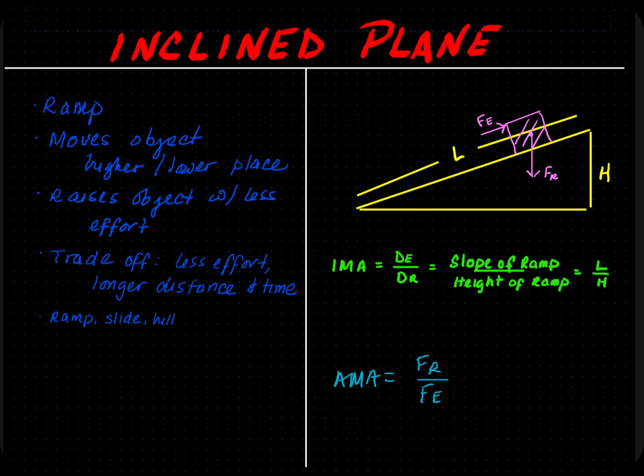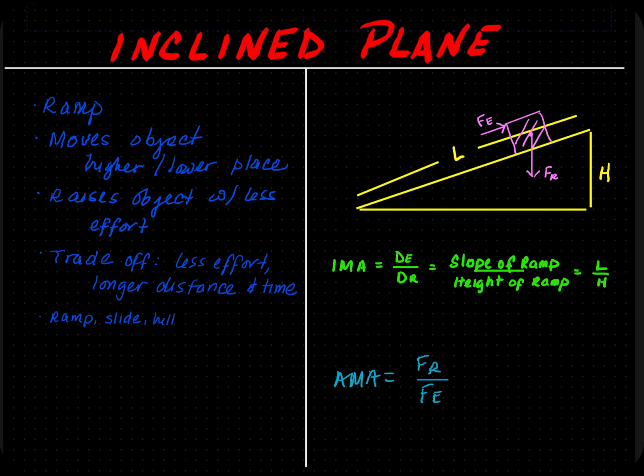The fourth simple machine is called an inclined plane, otherwise known as a ramp. It can move objects higher, or it can move objects to a lower place. It raises objects with less effort. The trade-off is less effort going through a longer distance and taking more time. Examples of inclined planes are ramps, slides, and hills.